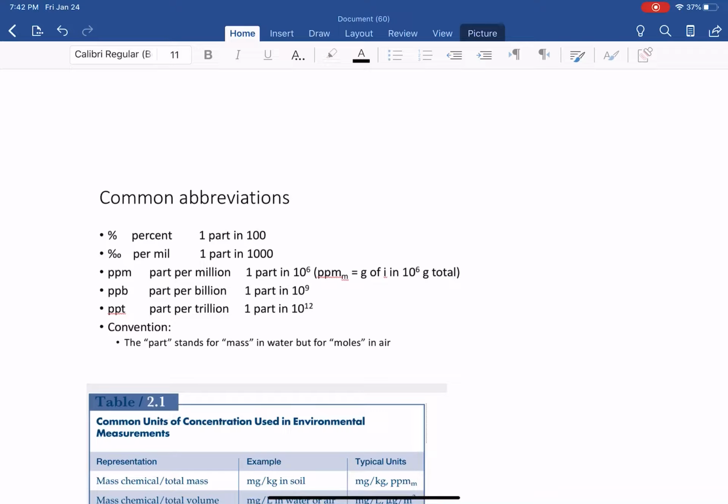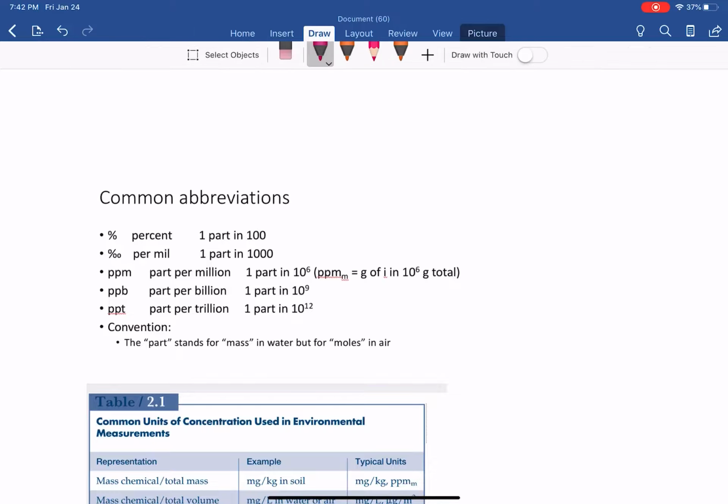For chapter number 2, and you can see this in your PowerPoint notes, the percentage means 1 part per 100. So I can see that there is 5%. Also, 1 part per 1,000 is 5 per mil. But of course, the percentage, you'll see it a lot in environmental engineering abbreviation.